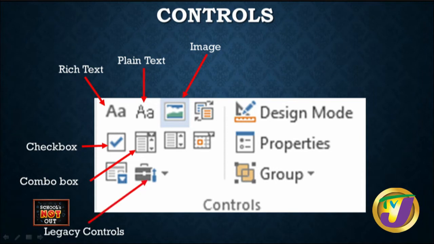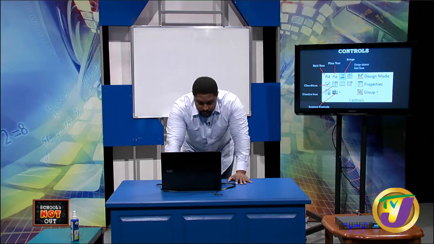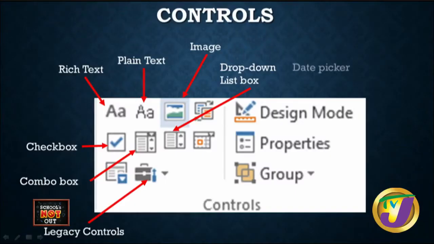Then we have some legacy controls, which are older controls. You might not use these, but we're going to jump into some of them just in case you need them even for your SBA, because you do have a fillable form for your SBA. And then we have a drop-down list, and we have a date picker. So these are the essential ones that we need to pay attention to for your controls. Make sure that you remember how to find them: File, Options, Customize Ribbon, Developer. And when you open the Developer ribbon, you should see these controls.